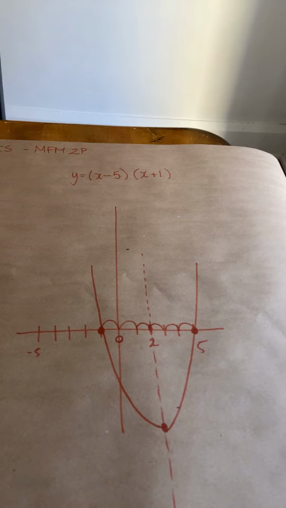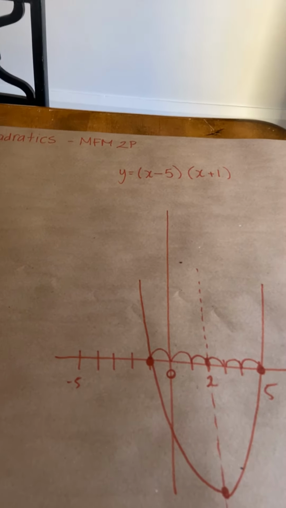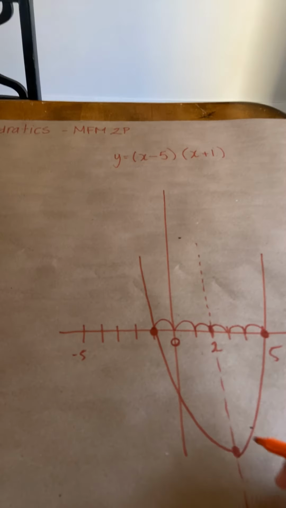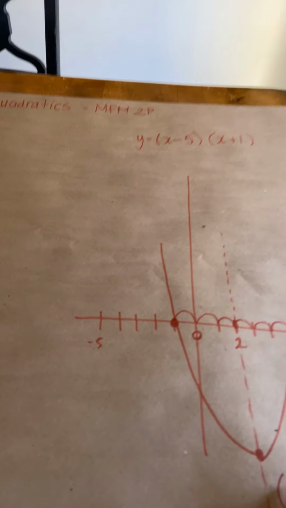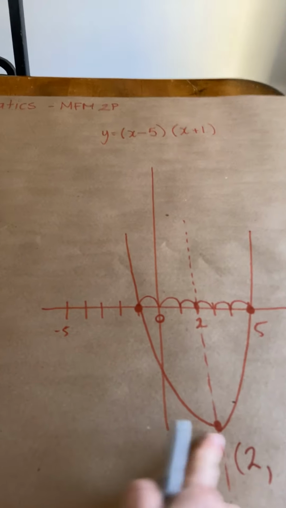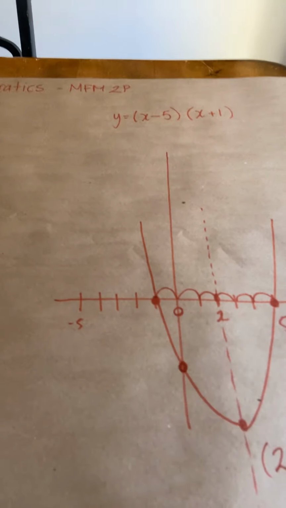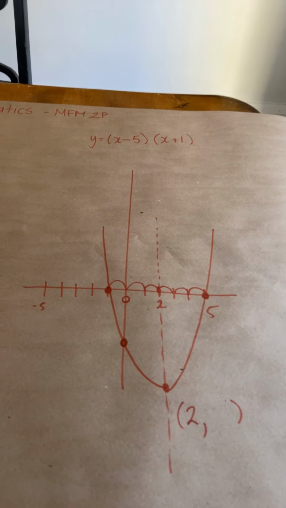Okay, so we have our x-intercepts, our zeros, -1 and +5. We have our vertex. Our vertex is going to be (2, something negative). We're not sure how far negative yet. We'll learn that maybe in our next video. And then we have a y-intercept over here. Let's use Desmos to figure it out, because you can do this at home as well.